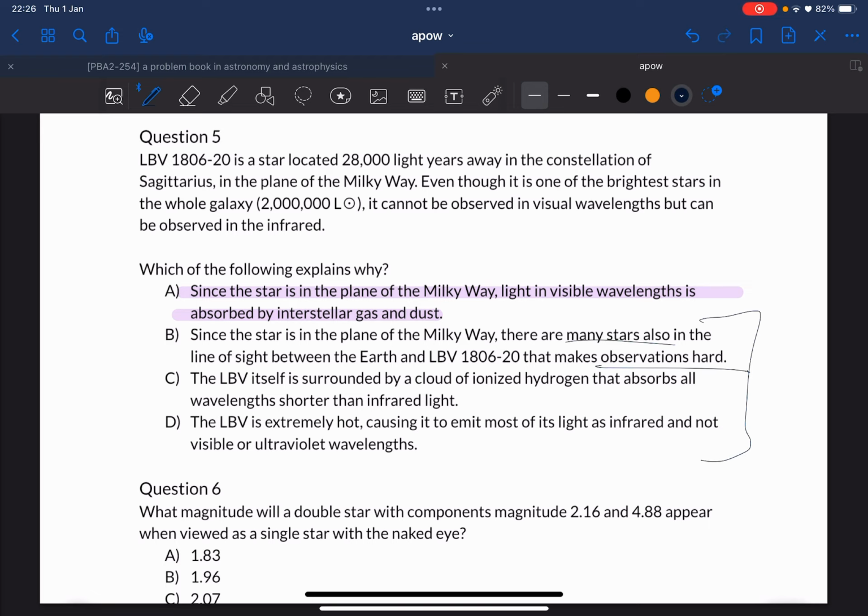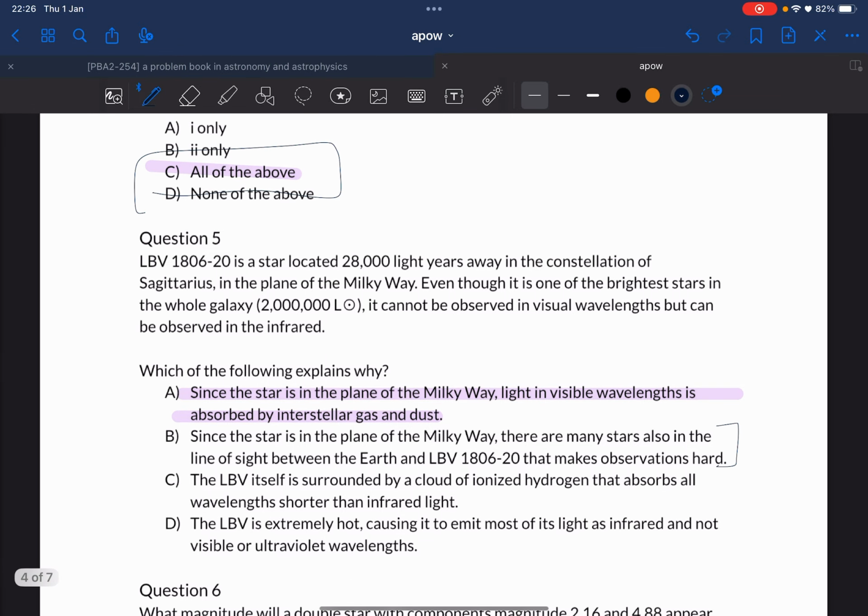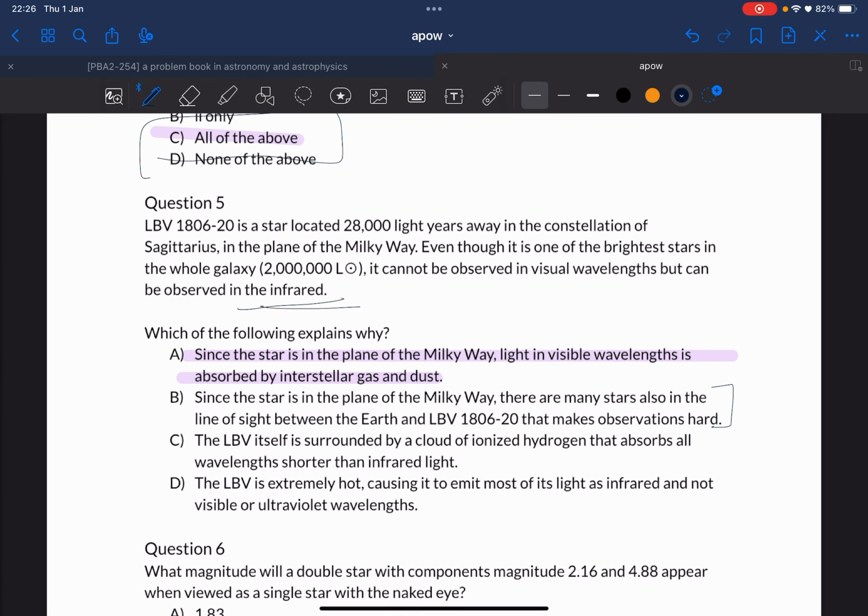This is not the issue. Yes, there are many stars in the line of sight. This is correct. However, they're all tiny and honestly it's not that big of an issue, and it does not explain why it can be observed in infrared. If there are other stars in the line of sight, you shouldn't be able to observe or resolve anything, you know? It doesn't make sense. Basically the link isn't there. So no, it's not B.